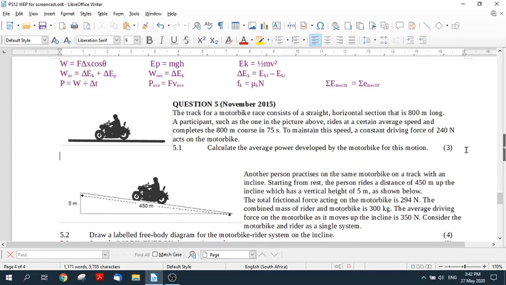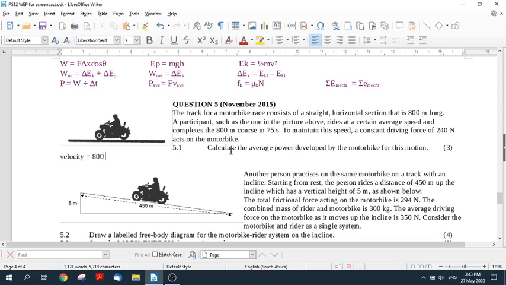So we've got different ways of working out power. Power is the rate of doing work, so it is the amount of work divided by time. But I would rather use this formula: the average power is equal to the force times the average velocity. Now the question hasn't given you a velocity, but it's told you it's a straight course and he goes 800 meters in 75 seconds. So you can work out his velocity because it's like speed equals distance over time, and these units are correct.